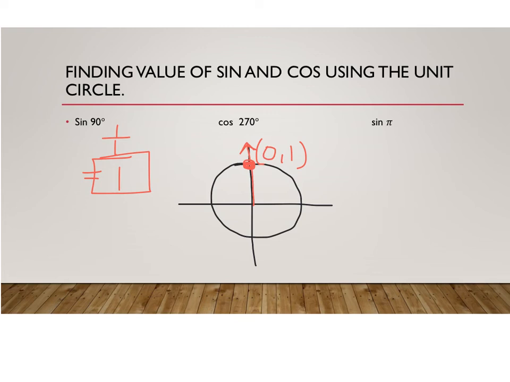The next one here, cosine of 270. 270, I would rotate this direction. This would be 270. And this point would have the coordinates 0, negative 1. Now I'm looking for the cosine of that, which is defined as x over r, but on a unit circle, it's just the x, which would be 0. Cosine of 270 would be 0.